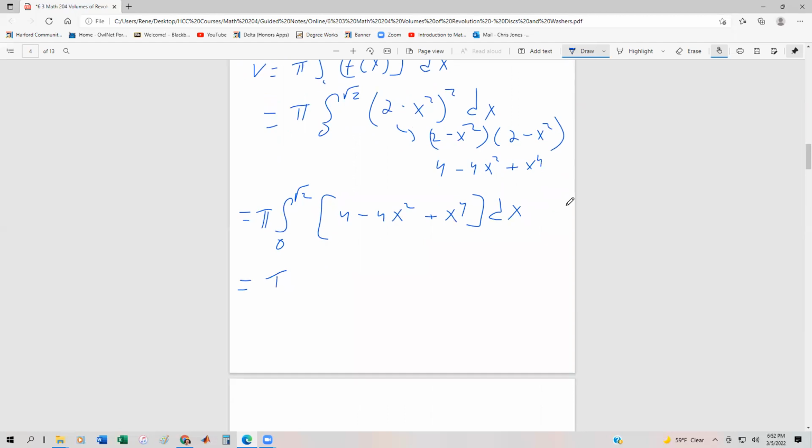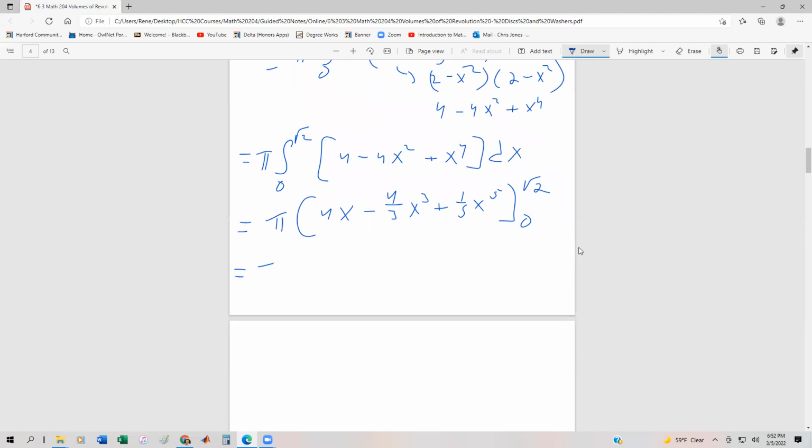Integration is really easy. This is going to be 4x minus 4/3 x cubed plus 1/5 x to the 5th, from 0 to square root of 2. Now, unfortunately, the square root of 2 is going to present a bit of a problem for us, but not too much. I'll show you the way to algebraically simplify this so you can get one unified answer. 0 is really nice because when we substitute 0 in, it's going to wipe it out.